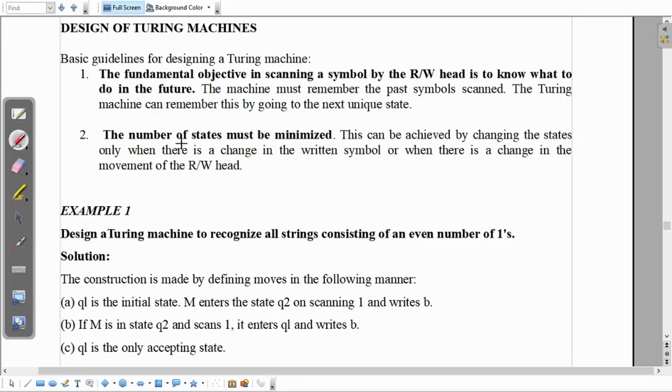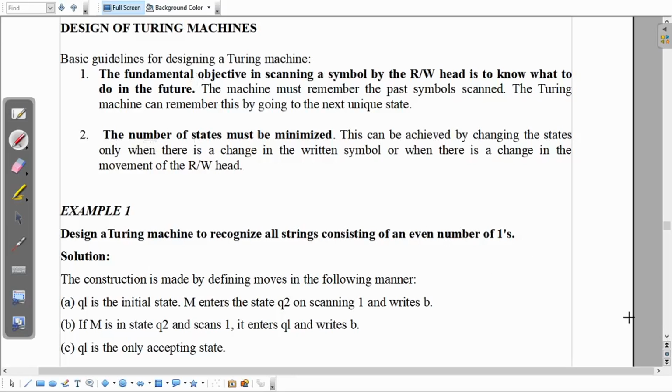The second guideline is that the number of states must be minimized. This can be achieved by changing the states only when there is a change in the written symbol or when there is a change in the movement of the read-write head. So these are the two things you need to remember while designing a Turing machine. The first one is that the fundamental objective in scanning a symbol is to know what to do in the future. That means whenever you are reading a symbol, you also have to analyze what is to be done next. And the second one is that the number of states must be minimized. So let's see the example.